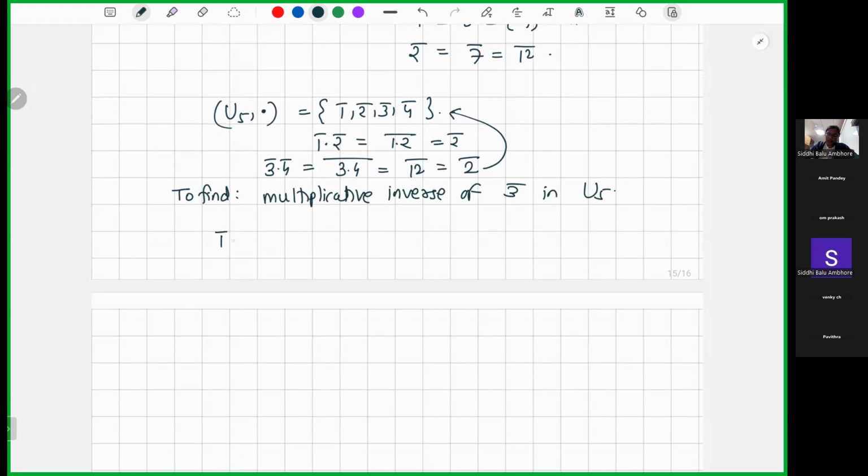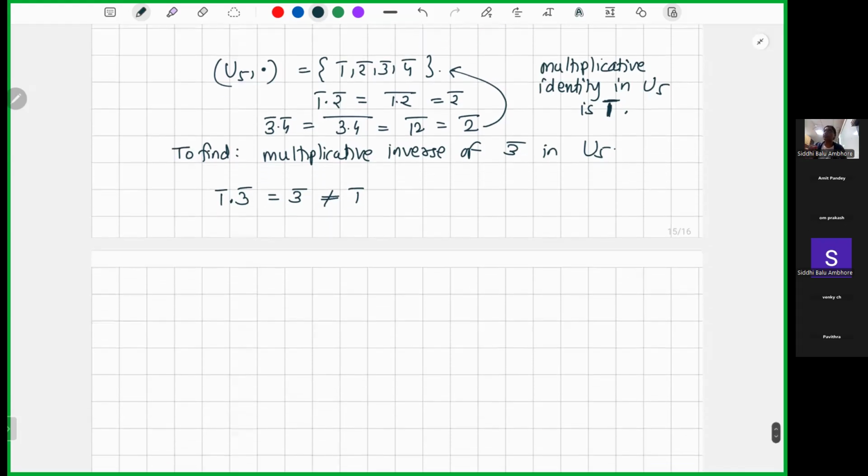So let us start with 1 bar. 1 bar into 3 bar is 3 bar, which is not my 1 bar. The multiplicative identity in U5 is 1 bar. Okay, it is a group under multiplication. Unlike Z5 under addition, where the identity of the group is 0, here U5 is a subset of Z5 without 0, and the identity of this group under multiplication is 1 bar. So 3 bar into 1 bar is 3 bar, which is not equal to 1 bar.